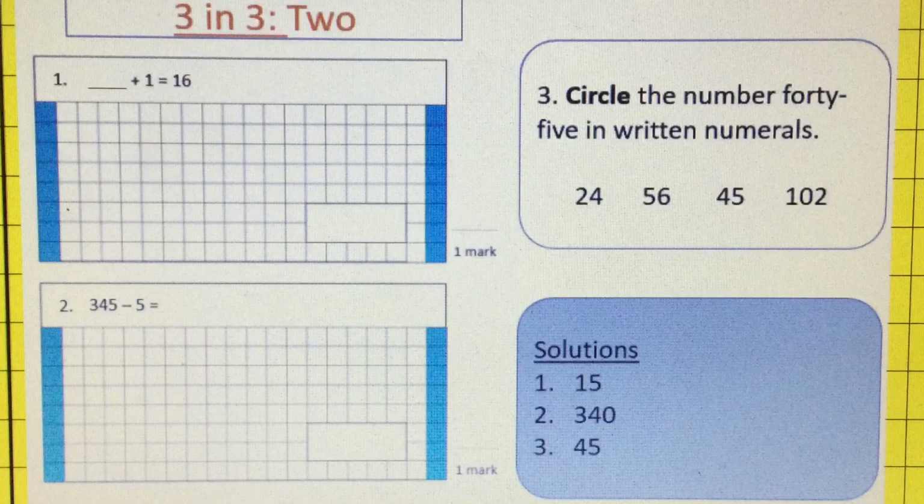The answer to number 1 is 15, number 2 is 340 and number 3 is 45. So it's a 4 and a 5.